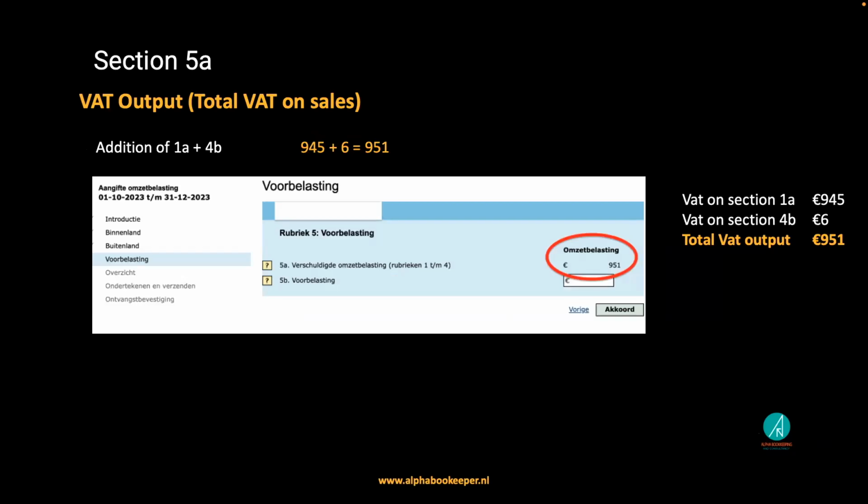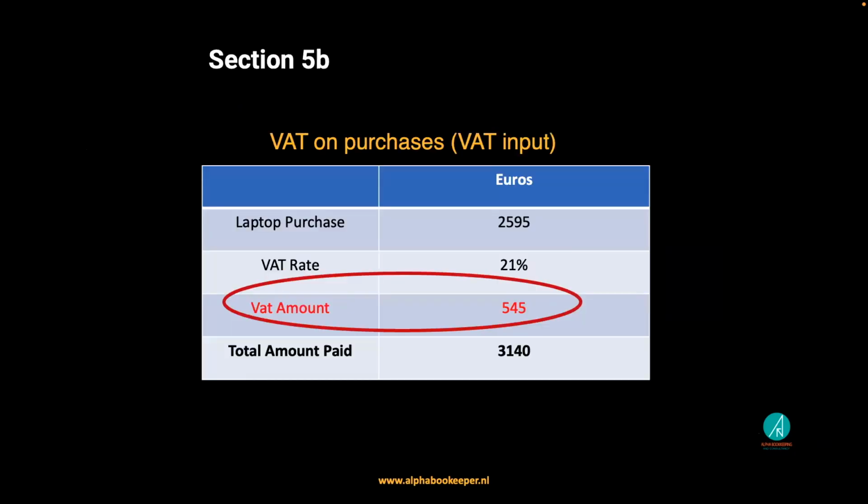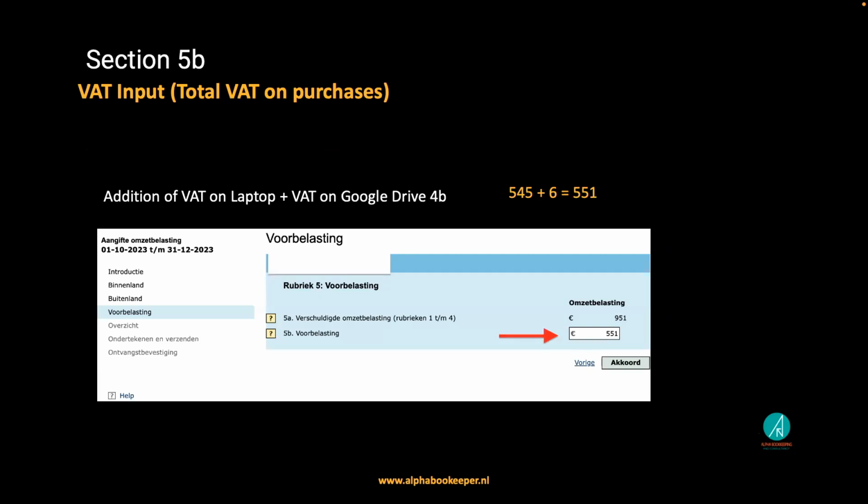The next is the input VAT, that is 5B. 5B is where we recognize the VAT we have paid on our purchase. Remember, you recall we made the purchase of laptop for 2595 with a VAT of 545. That we will recognize under 5B. But it also includes that 6 euro that we paid for the Google Drive under section 4B. So the total we will recognize will be 551.